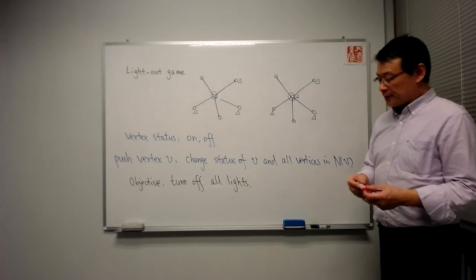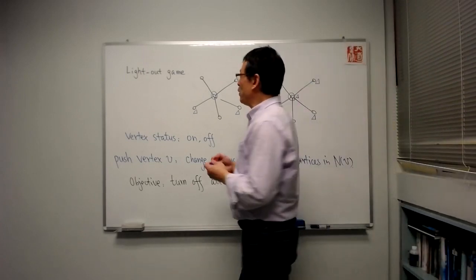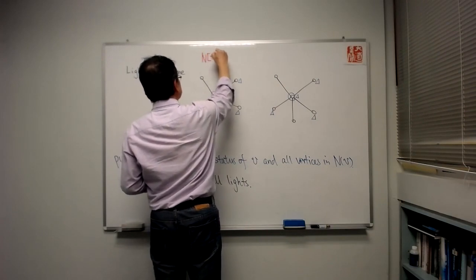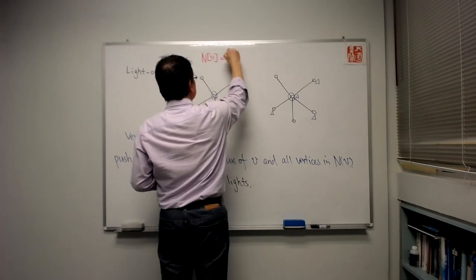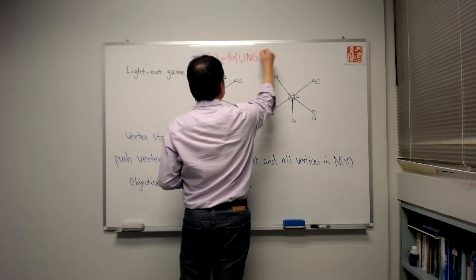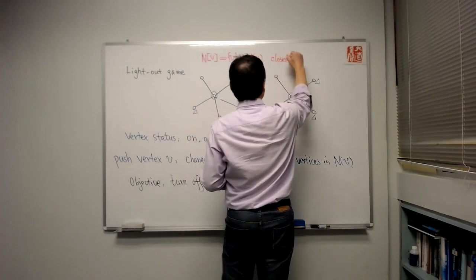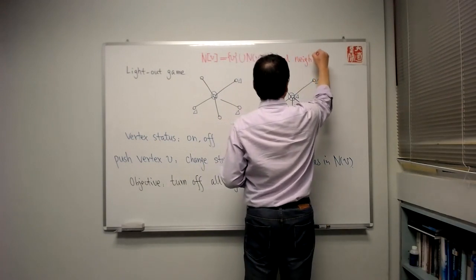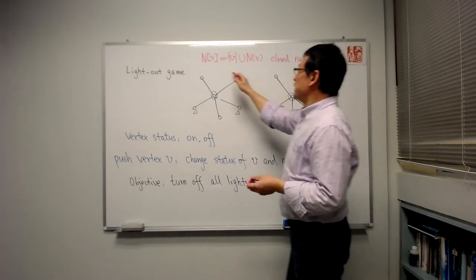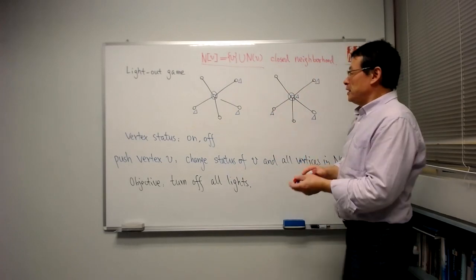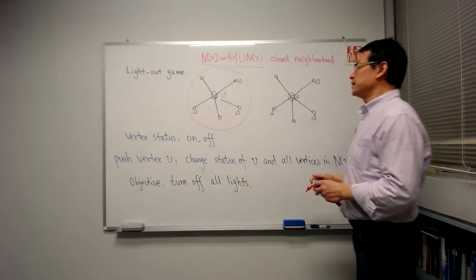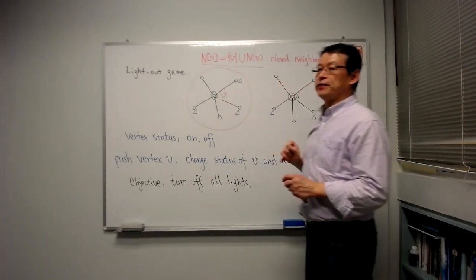For convenience, we'll use the so-called closed neighborhood. We use this notation to denote a vertex together with its neighborhood. So for this vertex V, the closed neighborhood will be all these vertices, its neighbors together with itself. Right?